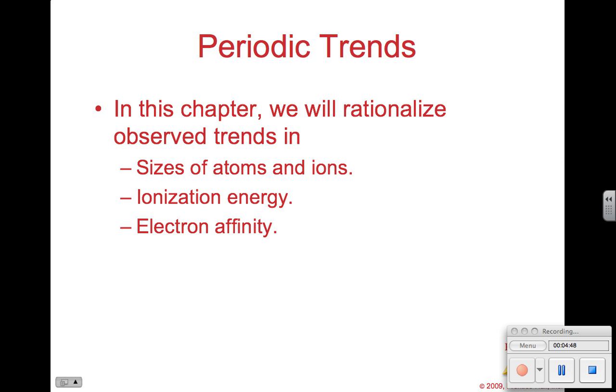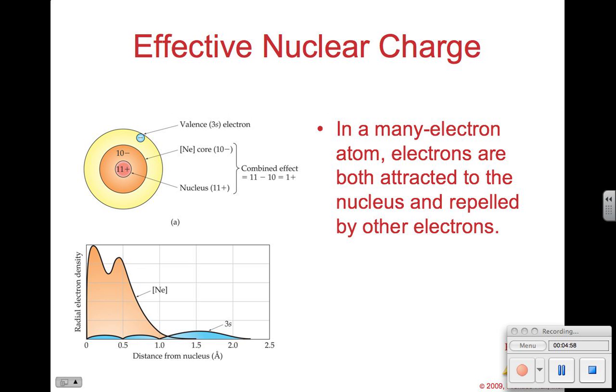So this chapter will look at some of these trends that you can map out on the periodic table. One is the size of atoms and ions, how those are positioned on the periodic table, as well as ionization energy and electron affinity. But to start with, we need to think about the outer electrons and how they relate to the inner electrons and, of course, the nucleus.